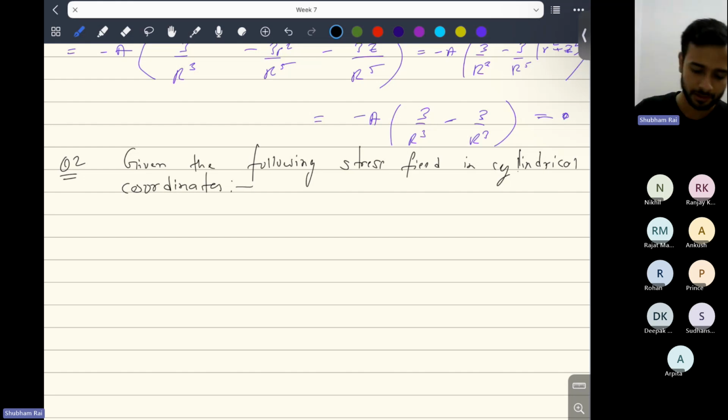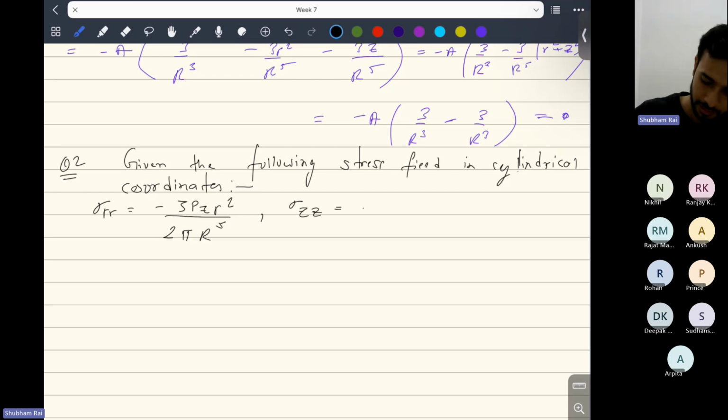So the stress field is given by sigma r, that is minus 3p z r square over 2 pi R to the power 5, capital R to the power 5. Then you have sigma zz is equal to minus 3p z cube over 2 pi R to the power 5.